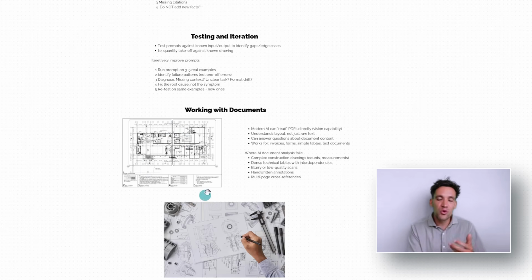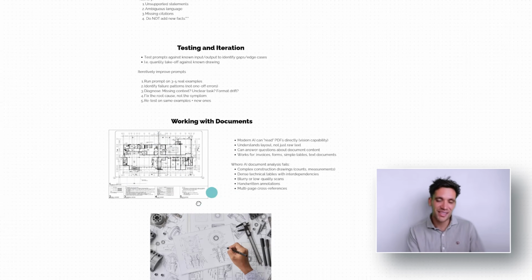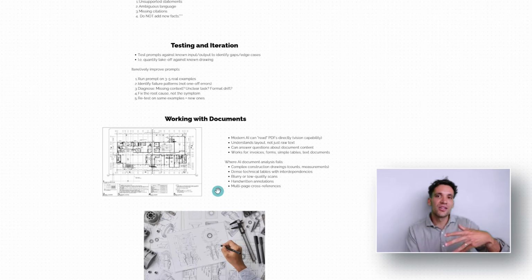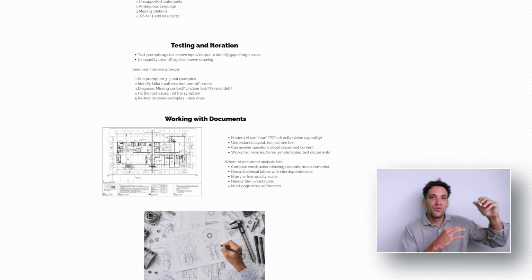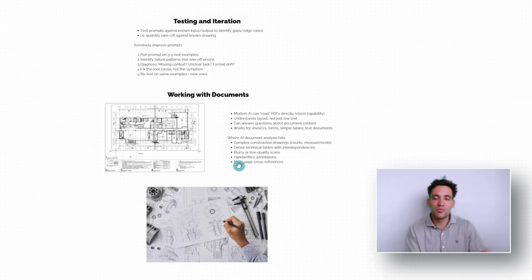So for example, whenever you're working with documents, drawings, and things like that, I would always do a separate series of prompts to extract the relevant information from the drawings and then feed that as a table of data into the prompt I want to do. So that would be multi-stage context curation.